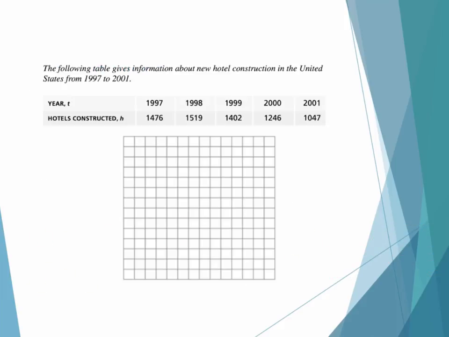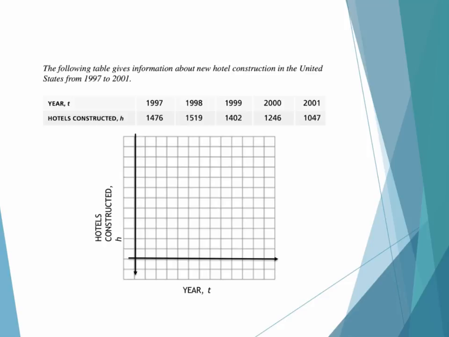The following table gives information about new hotel construction in the United States from 1997 to 2001. The first thing that we're going to do with this data is plot a scatter plot. A scatter plot is just a plot with the points, nothing connected. Okay, so the first thing I need to do is draw my axes.